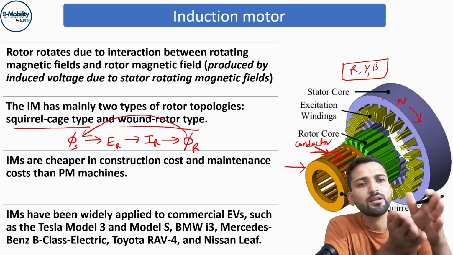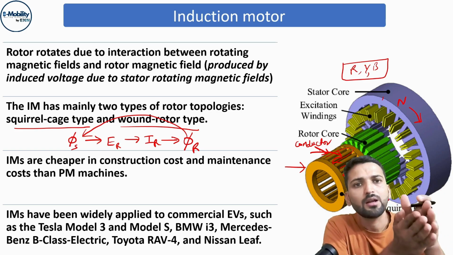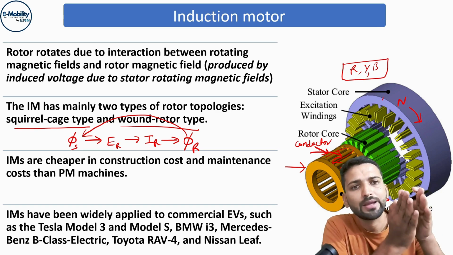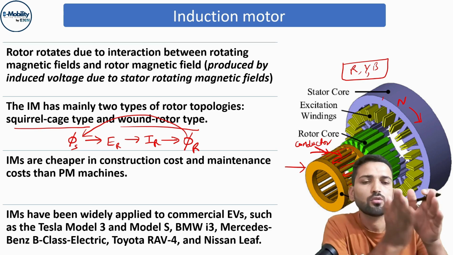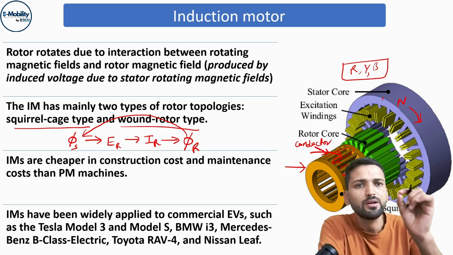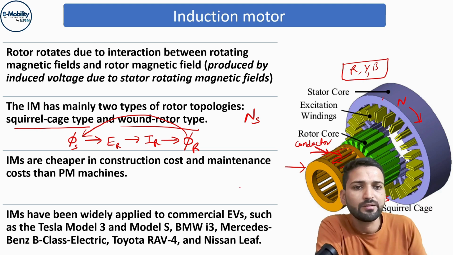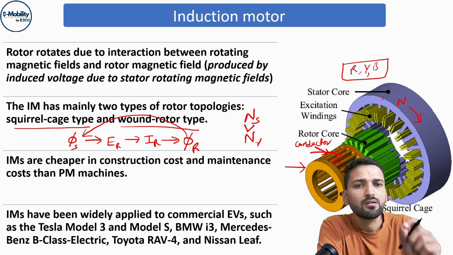If both are rotating at the same speed, there is no cutting of flux, but practically the rotor is not able to catch up with the stator magnetic field speed, and due to this the rotor rotates at some speed smaller than the magnetic field speed. So if the stator magnetic field speed is ns and the rotor speed is nr, nr is always less than ns. That is why the name induction motor is given.